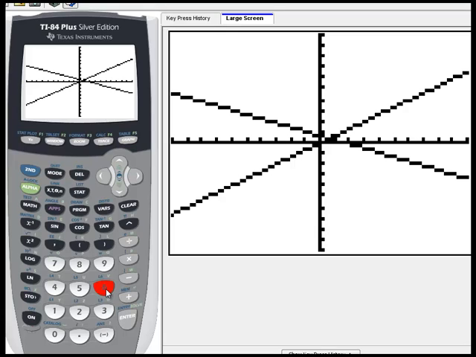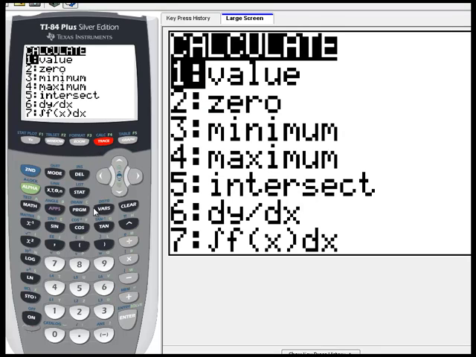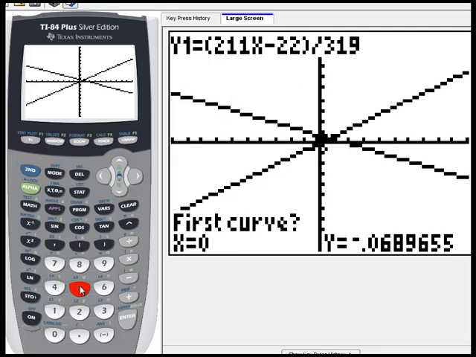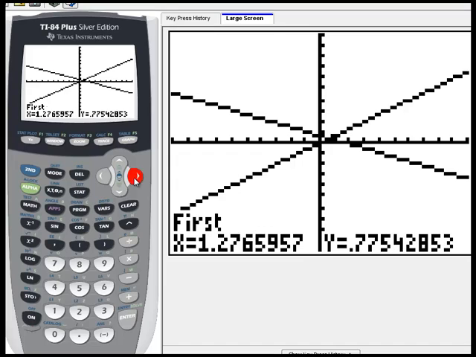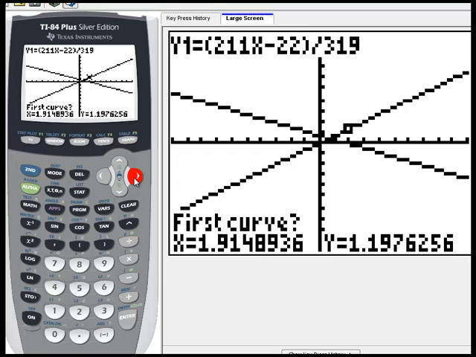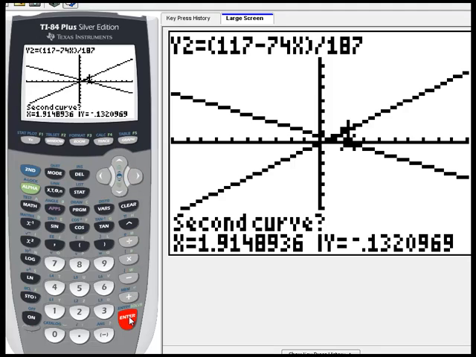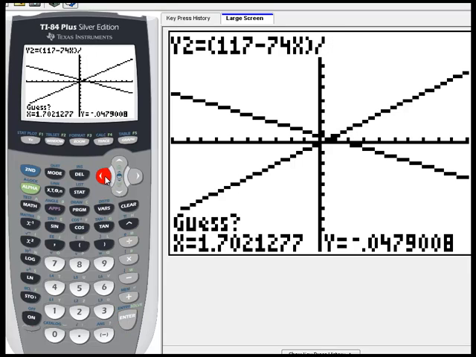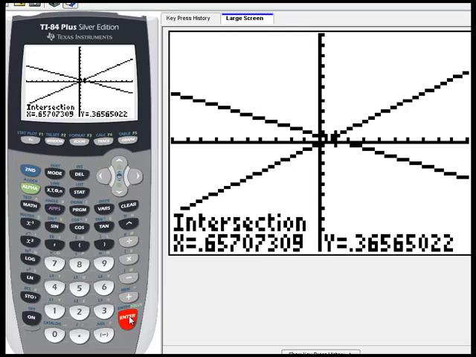Okay, so let's go ahead and calculate this. Second, calculate, intersect. Alright, I'll move the calculator cursor a little away from the congestion, and that looks like indeed a good first curve for us. Enter. That's our second curve. Enter. Let's make a guess about there. Okay, now let's see if we can't get some exact answers from this.